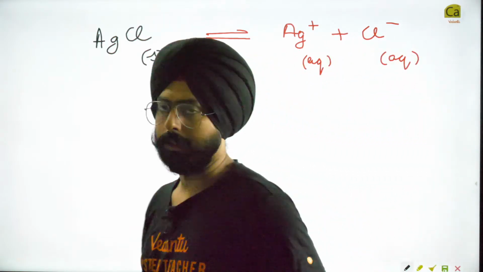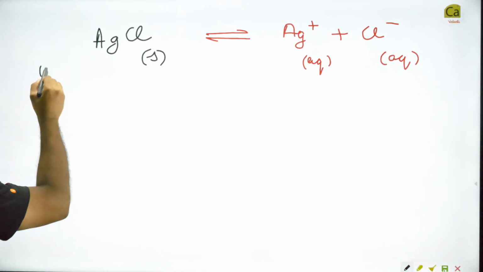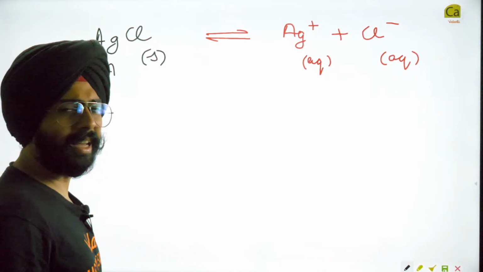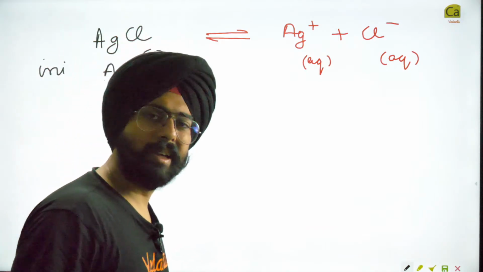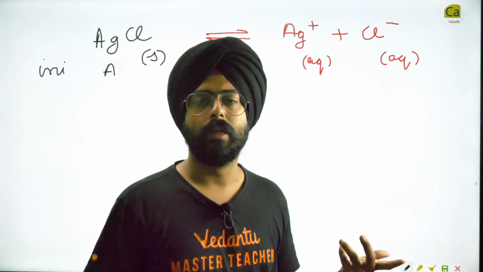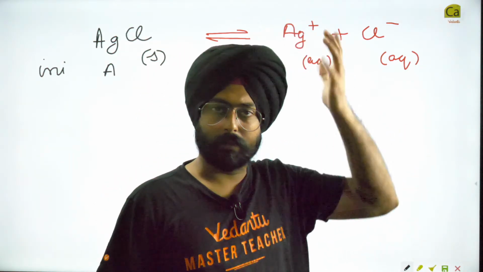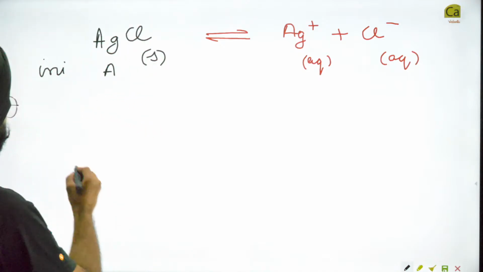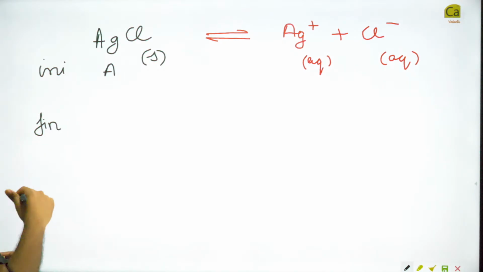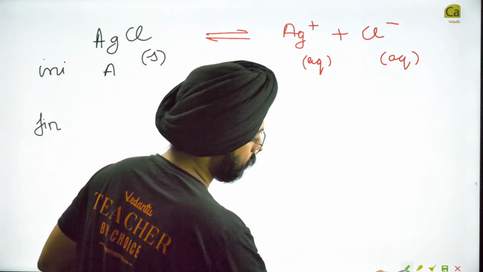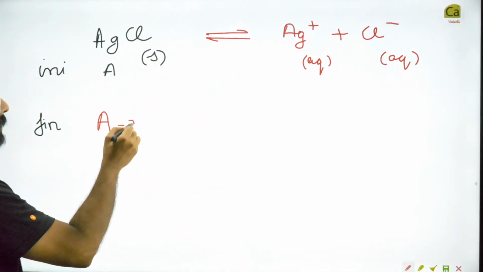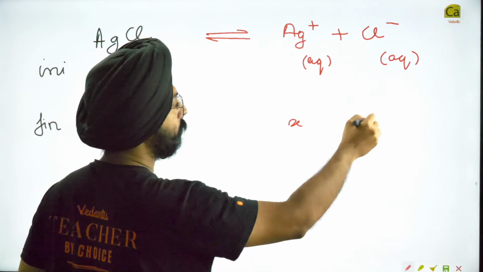Okay, let's say initially I take amount A of AgCl. Do I worry about the amount of AgCl? No. What difference does it make? Take how much salt you want. In the equilibrium, this solid is not going to be there. So at the end, once you are done with the solubility, what will happen? This will be A minus X, this will be X, this will be X.